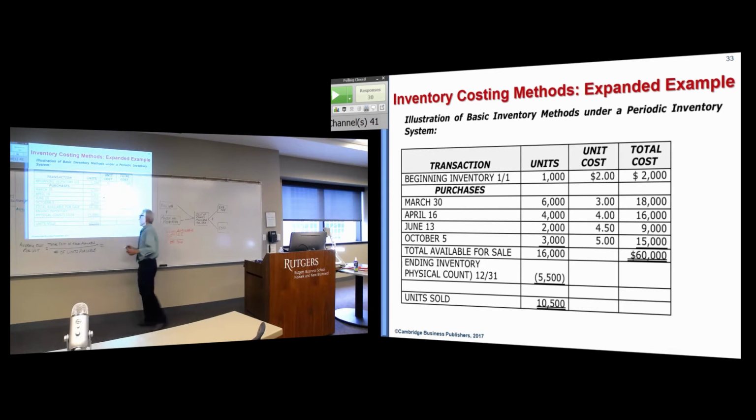For FIFO, ending inventory, you would get the most recent cost, the next most recent cost, and so on. For LIFO, ending inventory is the oldest cost, the next oldest cost, and so on. And again, the unit flow does not have to equal the cost flow. So the way the units actually leave the company doesn't have to match the way we assign these costs.